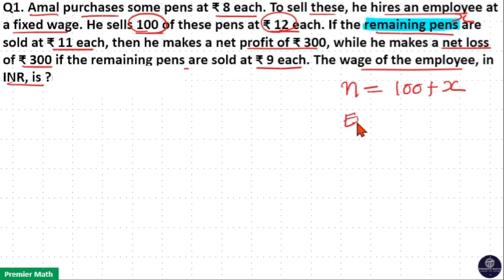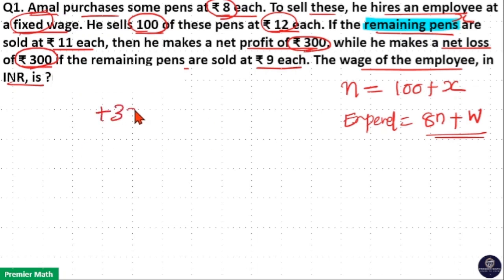Now total expenditure for Amal is equal to cost price plus fixed wage. Here cost price is, Amal purchases pens at rupees 8, means 8n is the cost price. Now fixed wage I will take it as W. So 8n plus W is the total expenditure for Amal. Now there are two selling prices here. At one selling price, he gets a profit of 300 and at another selling price, he gets a loss of 300. So, profit 300 means plus 300.